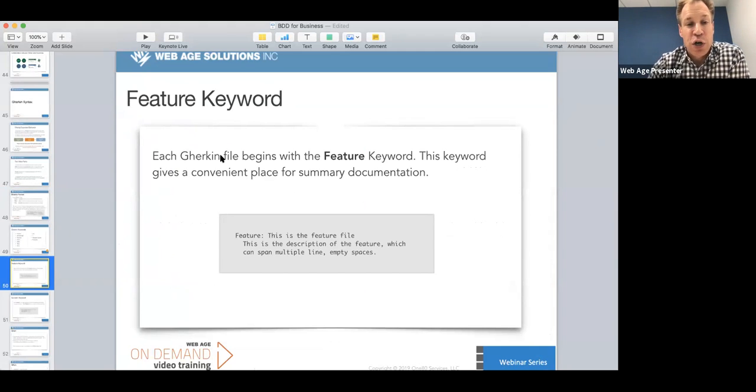A feature keyword defines what the user story is. So in this case, a feature is another way of defining the user story. You'd say, this is the feature, this is the description of the feature. I'll show you as we go. Feature, I usually write in the user story.